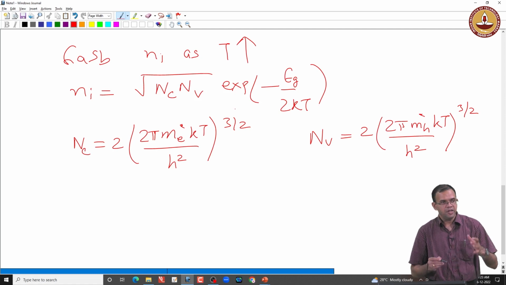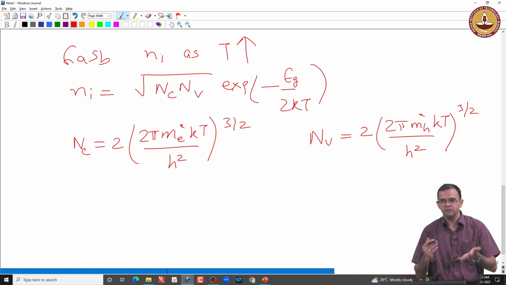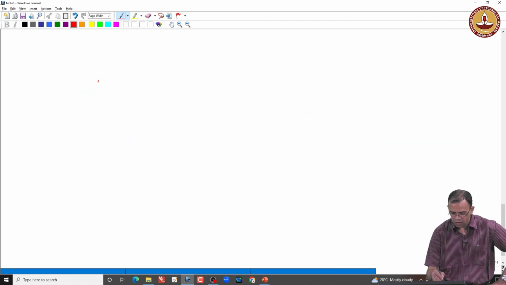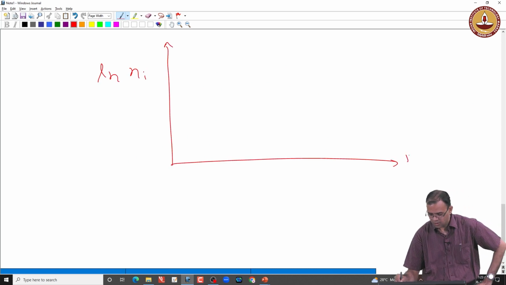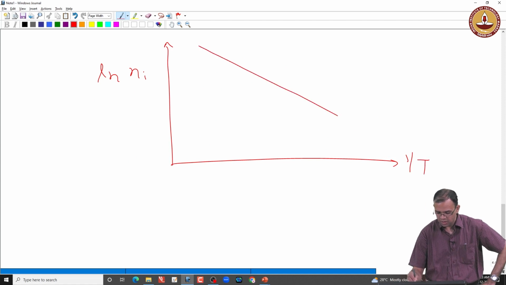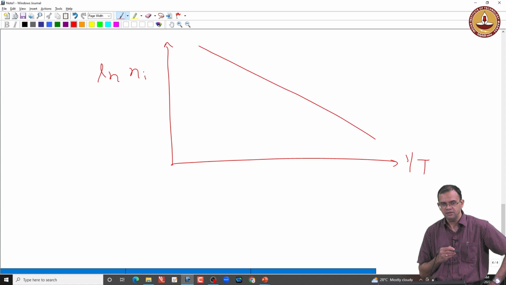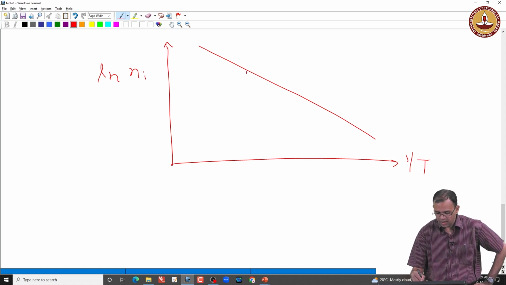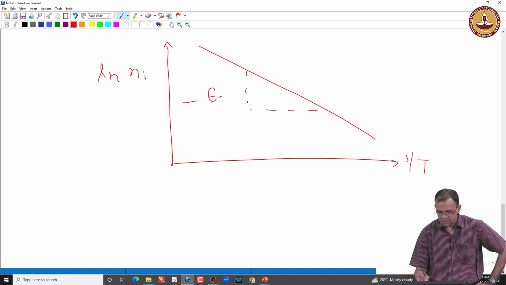It turns out the exponential is much stronger than Nc and Nv. The change with temperature is much stronger. So if you were to make a plot of ln of Ni versus 1 over T, you would get more or less a straight line. If you don't believe me, you can always go and plot it. It's very easy to plot it in Origin, MATLAB, or Excel, and the slope of this is just minus Eg by 2k.